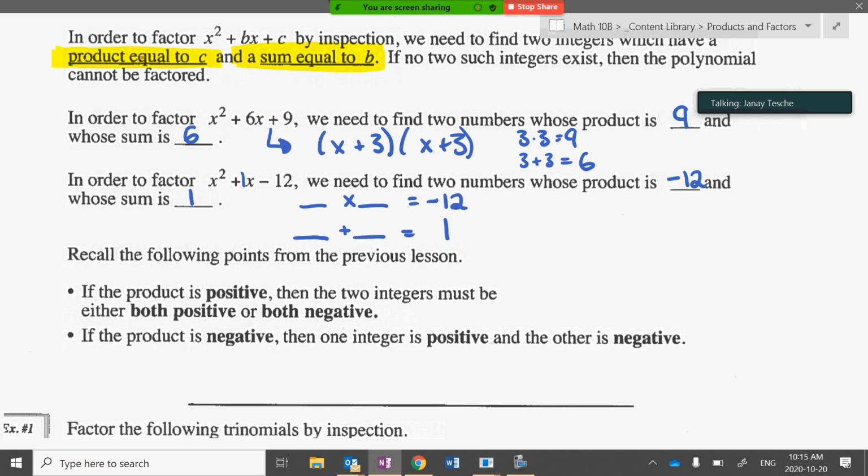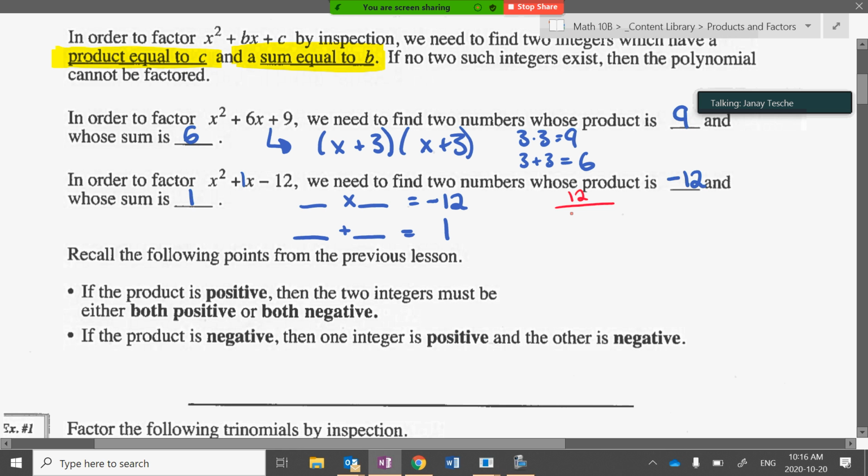What are the factors of 12? How could I multiply to be 12? So if you don't know, go back and write your factors out. So I can do 1 times 12. Good. So 2 times 6, 3 and 4. So what I do is I would list them out if I'm really stuck. And then I'd be like, what are my differences? So the difference between 1 and 12 is 11. Difference between 6 and 2 is 4. Difference between 3 and 4 is 1.